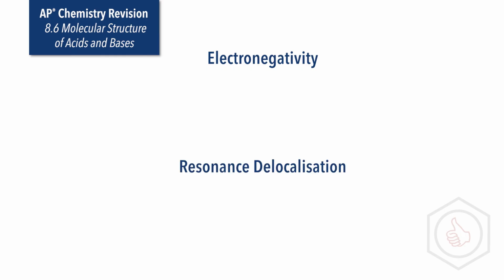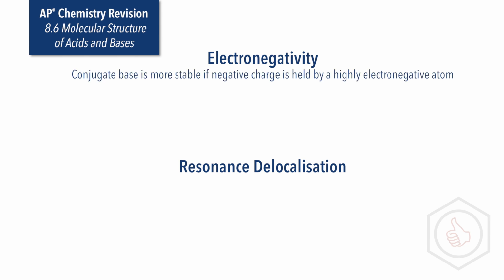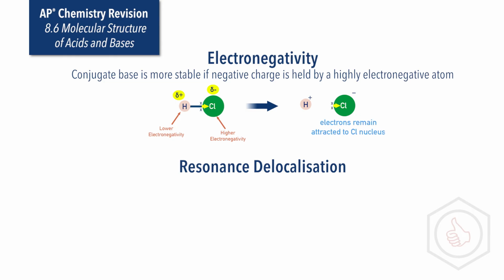For electronegativity, a conjugate base is more stable if the negative charge is held by a more electronegative atom. For example, the strong acid HCl has a conjugate base of Cl-. The chlorine is highly electronegative, so the Cl- holds the negative charge easily. The electrons remain attracted to the chlorine's nucleus, and this makes it difficult for the chlorine to reaccept an H+ ion. For resonance delocalization, conjugate bases that delocalize the negative charge across multiple atoms are more stable.